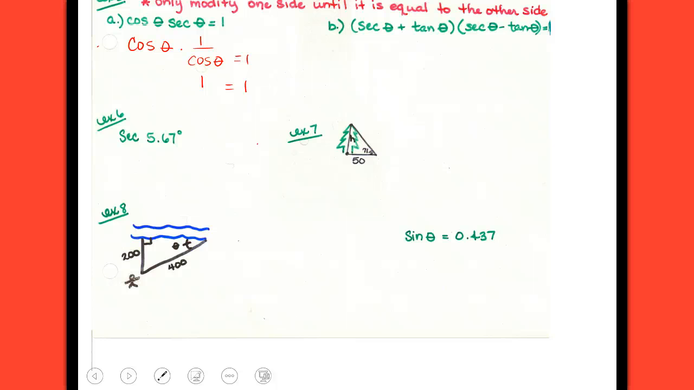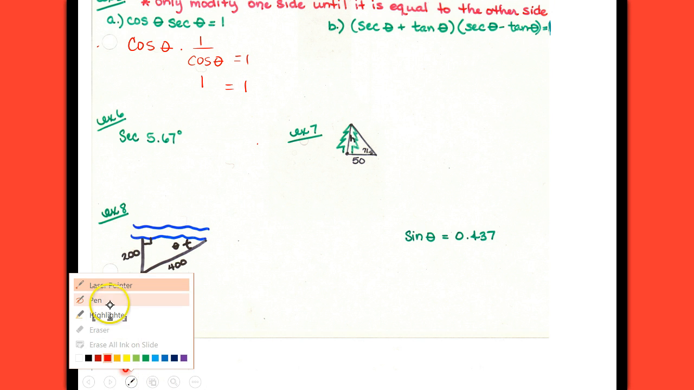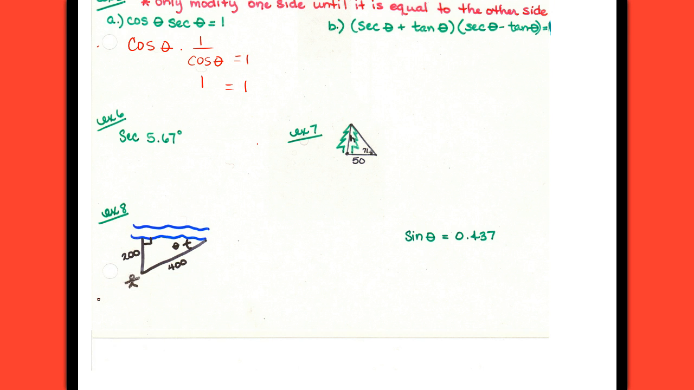All right, look at the next one. For the next one, I've got secant plus tangent times secant minus tangent is equal to 1. All right, that left-hand side is definitely the harder side. I want to try and simplify that down to get it to equal the right-hand side. I just don't even know where to start with that.